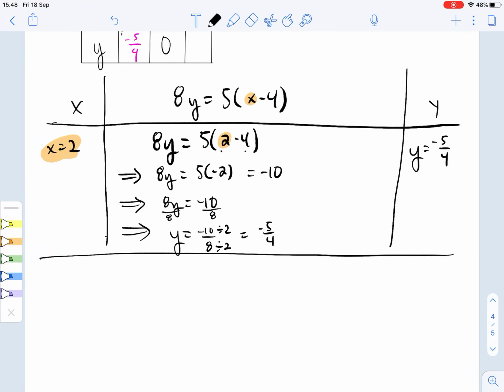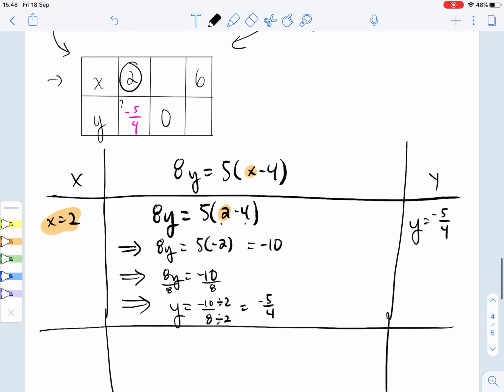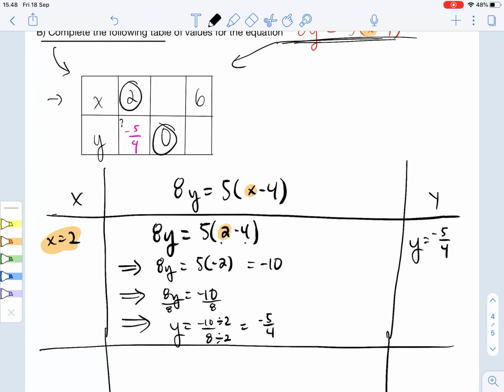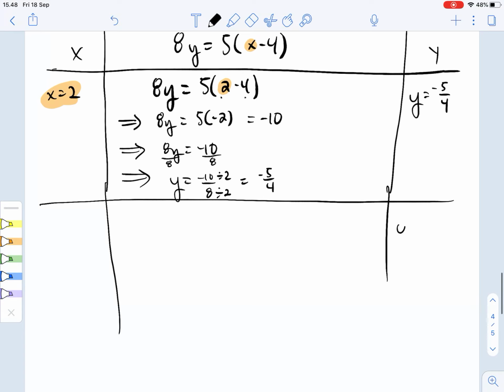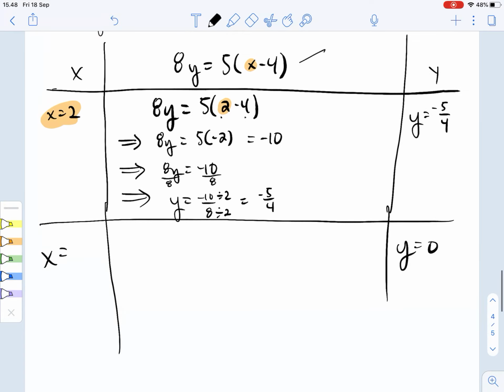All right, next value here that we're given: y is 0. So when y is 0, what is x? Well, we can do this using this equation, right? So I have 8 times, now I have y, I'm given y, so 8 times 0 is equal to 5 times x minus 4. 8 times 0 is just 0, and then 5 times x minus 4.